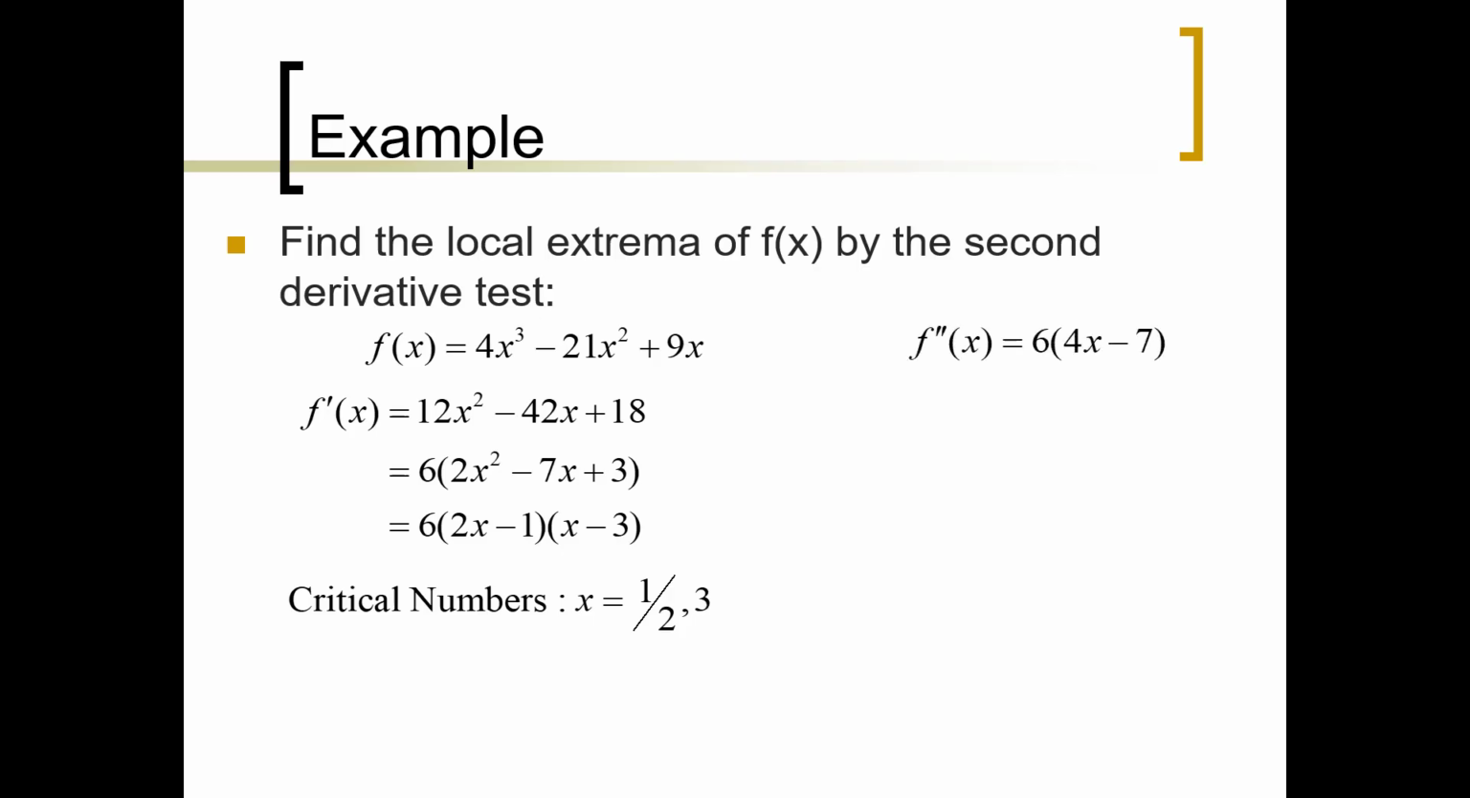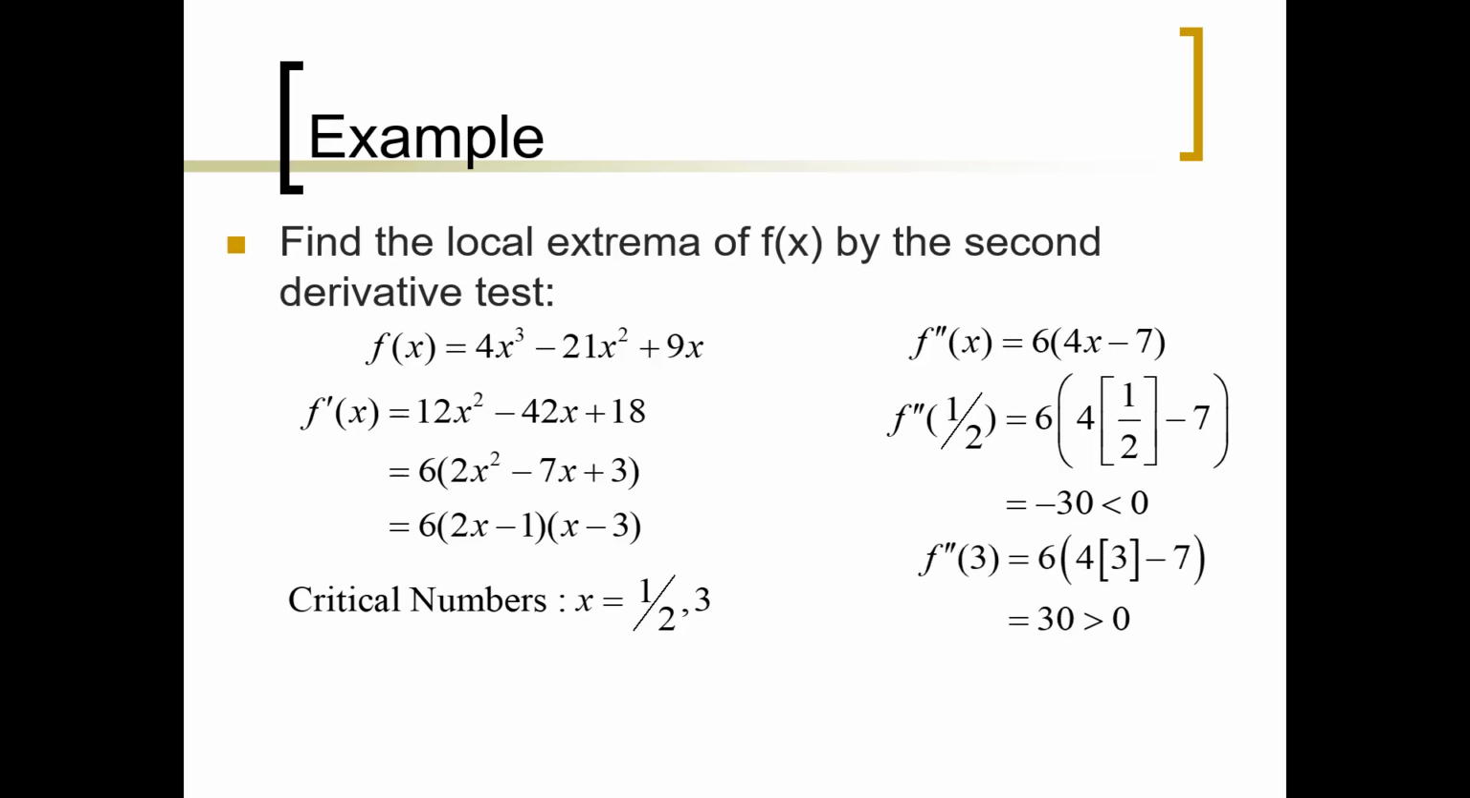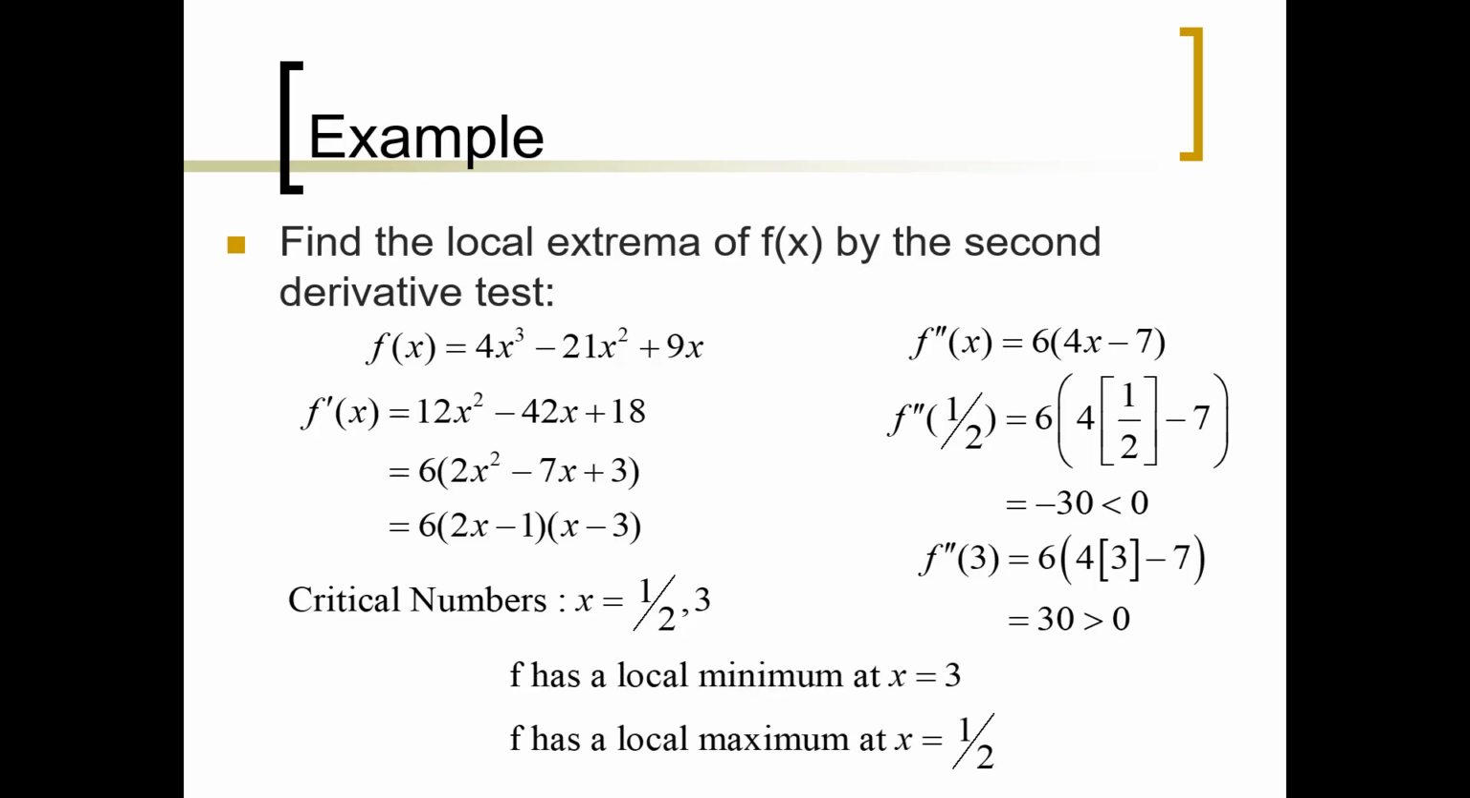The second derivative then, once I evaluate it for the first critical number and the second, notice at the second derivative at a half, you get a negative number, so you must have a relative max at a half, and at 3, the second derivative is 30, which is positive, and therefore we must have a relative min there. So we have a local minimum at x equals 3, and we have a local maximum at x equals a half. And that's how you would use that particular test.